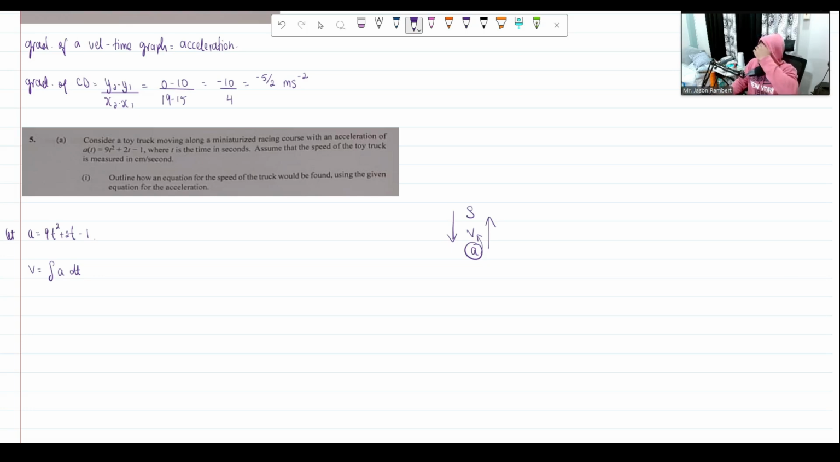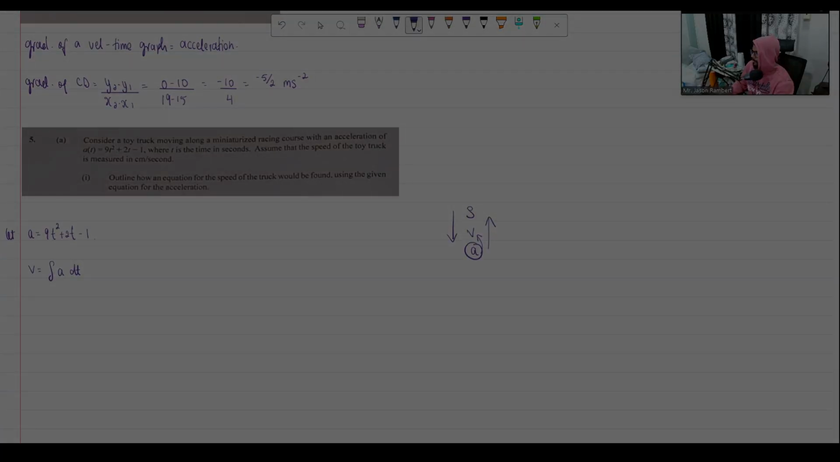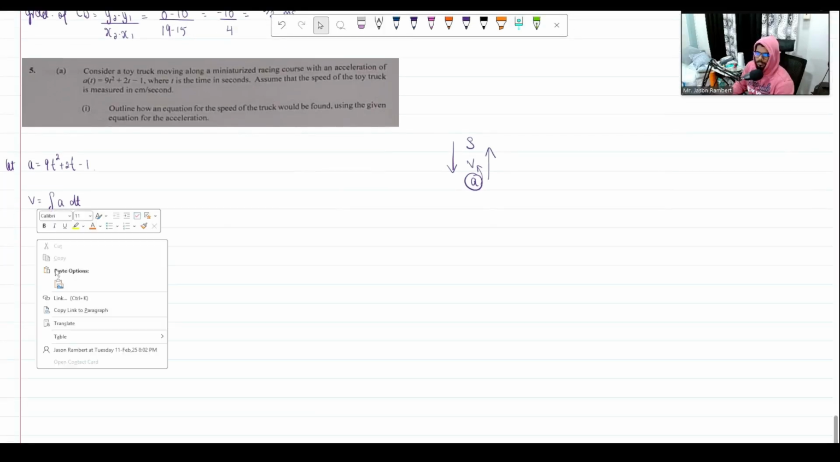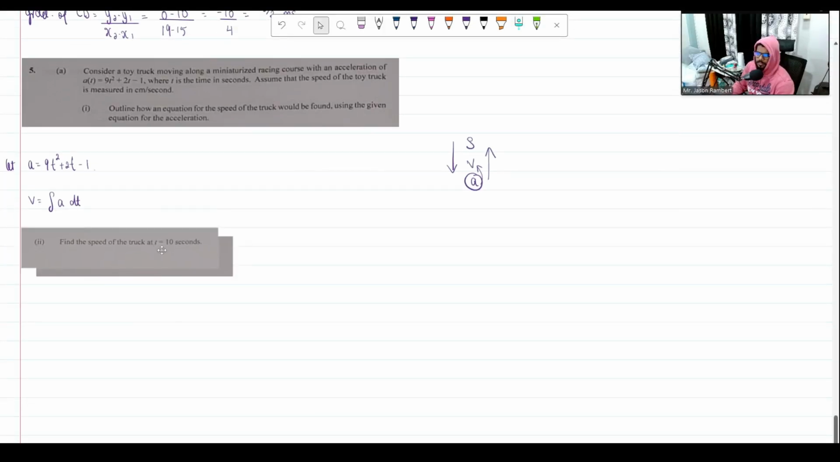Part 2, find the speed of the truck at t is equal to 10 seconds. Now, do we need it to get velocity though? Acceleration of that with time. Assume that the speed of the toy truck is measured in that. Outline an equation for the speed of the truck found using the given equation for acceleration. Yeah, we'll have to integrate acceleration. So let me go ahead and do it now.